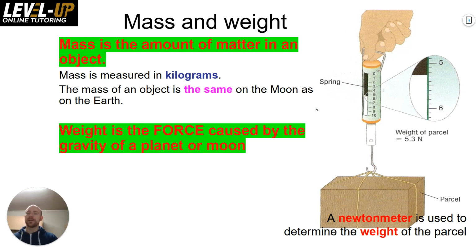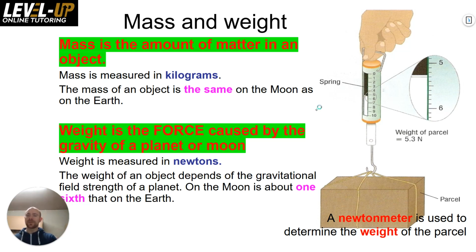Whereas the weight, importantly, is something where we're talking about forces here. It is the force caused by the gravity on that planet or on that moon, on that large object. When we're talking about weight, we are talking about a force, and we have to treat it as a force. Of course, it's measured in newtons because it is a force. So the weight of an object depends on the gravitational field strength of a planet. On the moon, it's about 1/6 of the Earth. And as we'll see, on other planets, it varies hugely. As I said before in a previous video, to measure the weight, we use a Newton meter.